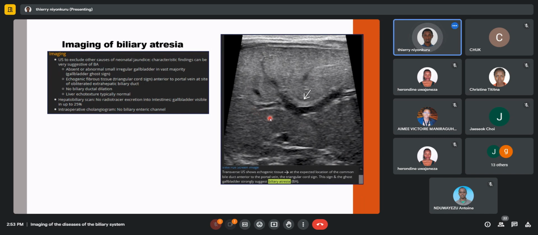So in this transverse ultrasound scan, you can see this echogenic tissue. This is the site of the expected common bile duct, and you can see this portal vein. Anterior to it, where we expect to see the common bile duct, you can see that it is replaced by this fibrous tissue. This is the sign that we call a triangular cord sign, which is consistent with biliary atresia.